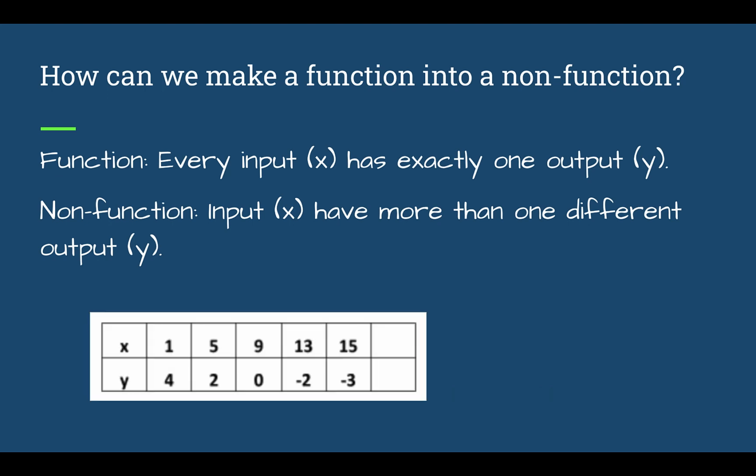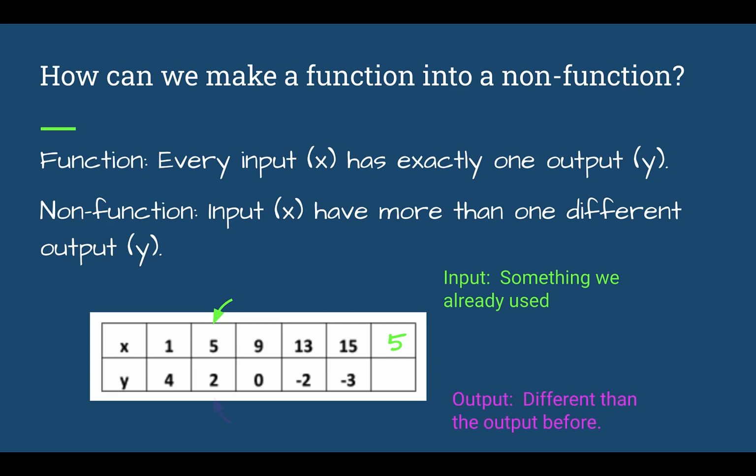What about a table? Just like the coordinates, choose something we've already done. Let's say we pick 5 again. Our output needs to be something that's different than what it was before. It was 2. We can pick something different. 3. There we go. So now 5 goes to 2 and 5 goes to 3. It's no longer a function.